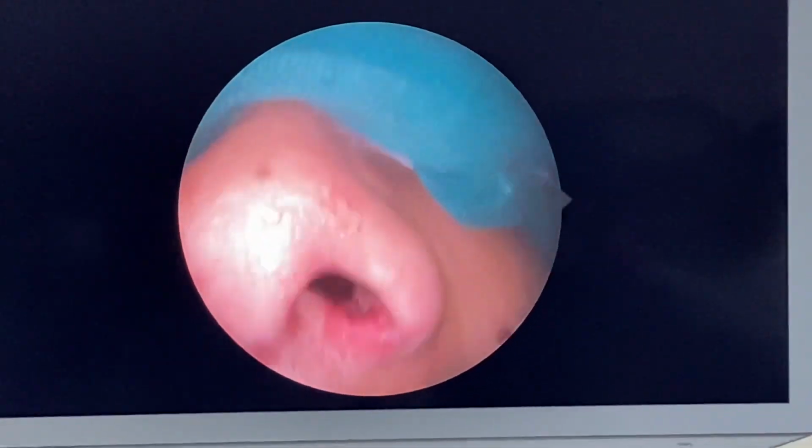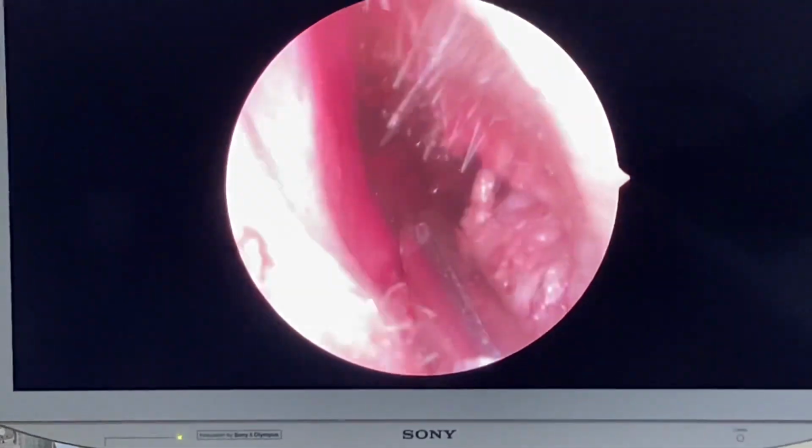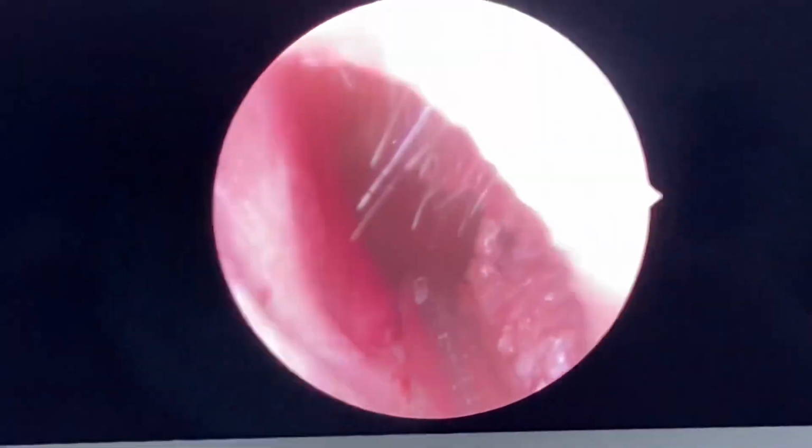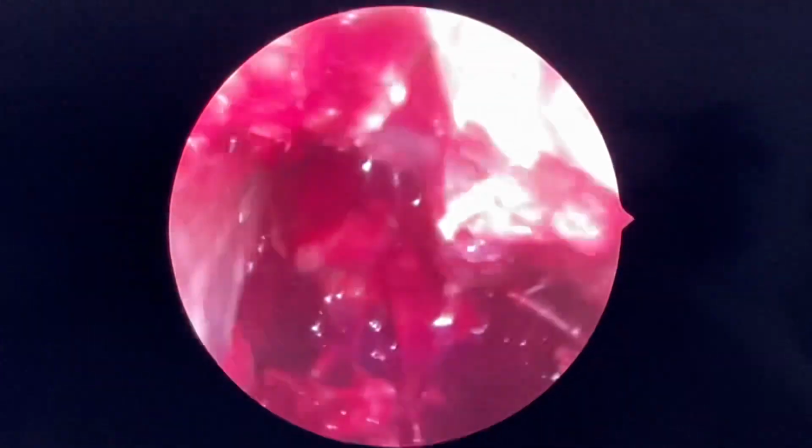So this is Sridhar Patil. He is of type 3 juvenile nasopharyngeal angiofibroma. This is the left nostril. We have removed the posterior part of the septum, that is posterior septectomy, and entered the right sphenoid sinus.